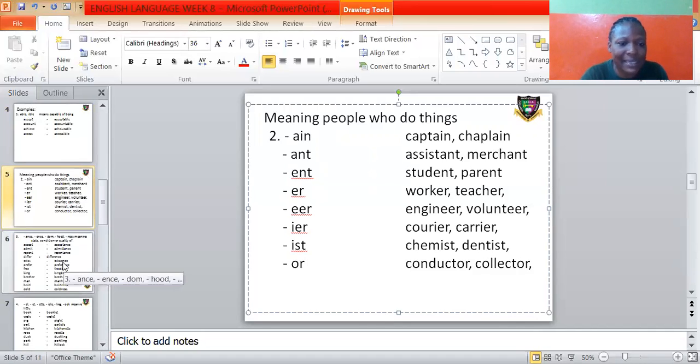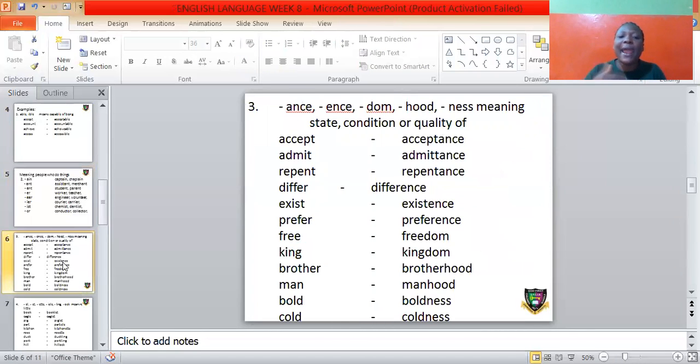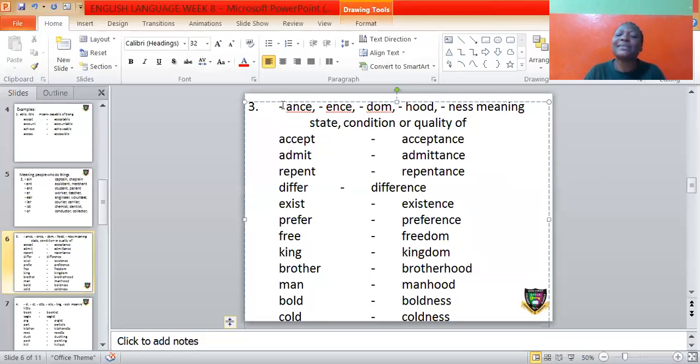Okay, let's look at other examples. We have ANCE, ENCE, DOM, HOOD, NESS, meaning state, condition, or quality of. We have example here. We have accept. Accept, by the time we put ANCE at its end, it becomes acceptance. Admit becomes admittance. Repent becomes repentance.